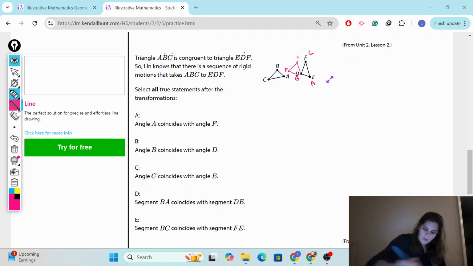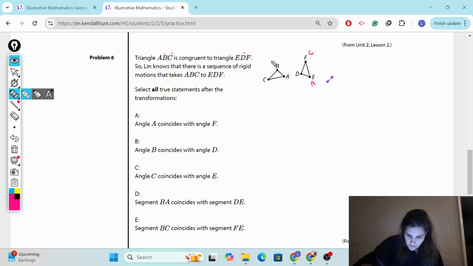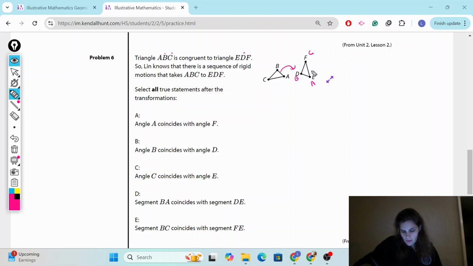It's always important to match up your letters. And when you have a congruency statement, ABC is congruent to EDF, it's easier to do this. D matched up with B. So visualize this triangle went on top of that one, kind of using a reflection, so we know it's flipped. Does A correspond with F? No, A corresponds with E. Does angle B correspond with angle D? Yep. Does angle C correspond with angle E? Nope, C corresponds with F.